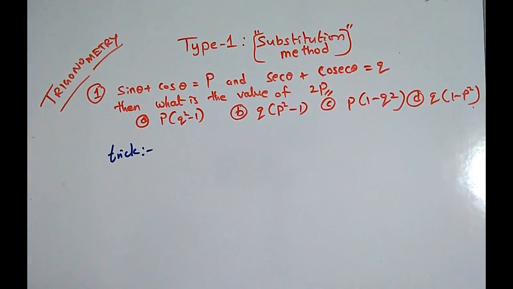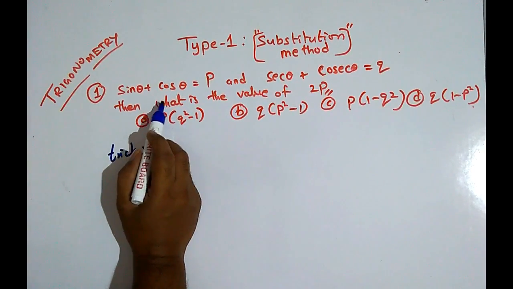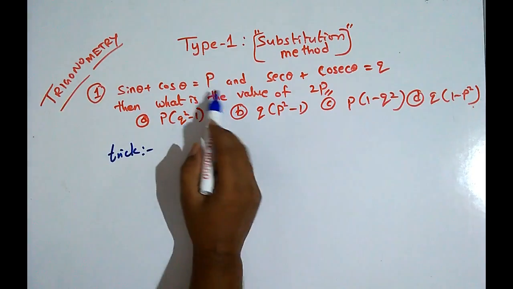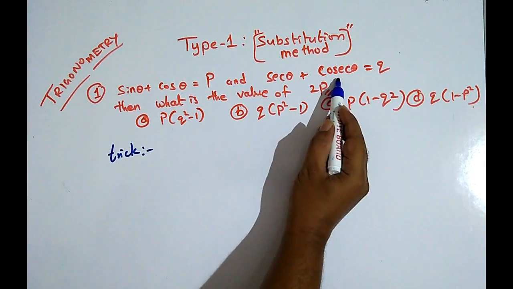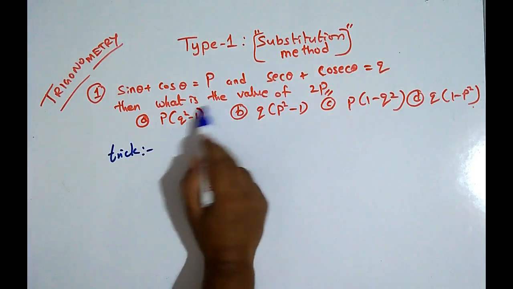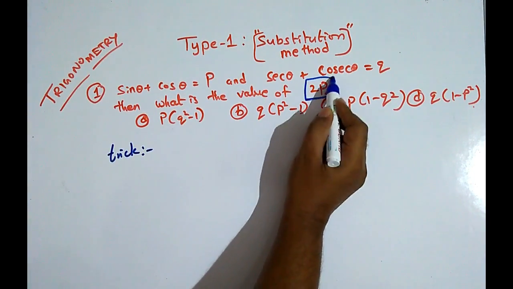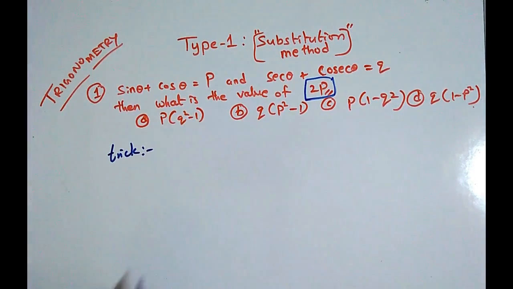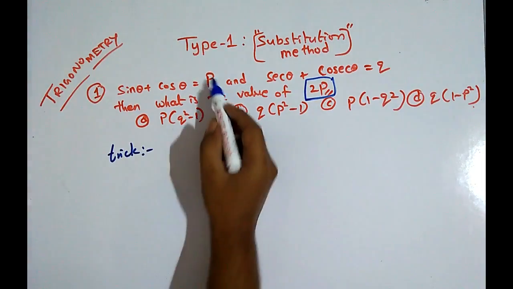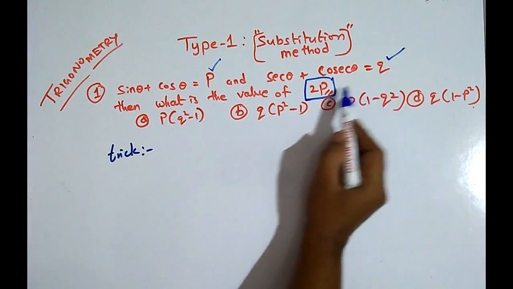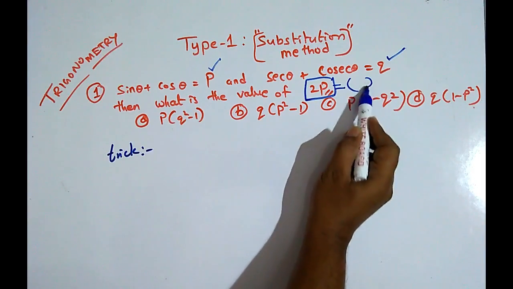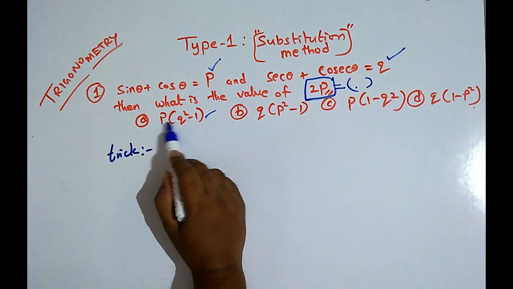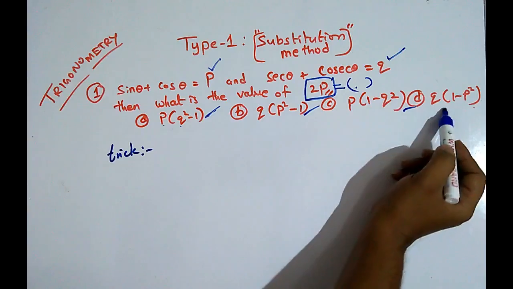So we will start with a problem, friends. Here, this is one of the type 1 questions. Sin theta plus cos theta equals P, and secant theta plus cosecant theta equals Q. Then what is the value of 2P? We have to find the value of 2P and the options are given in the form of P and Q. So first we have to find the values of P and Q, then find 2P, then match it with the options by substituting the values of P and Q in the options.